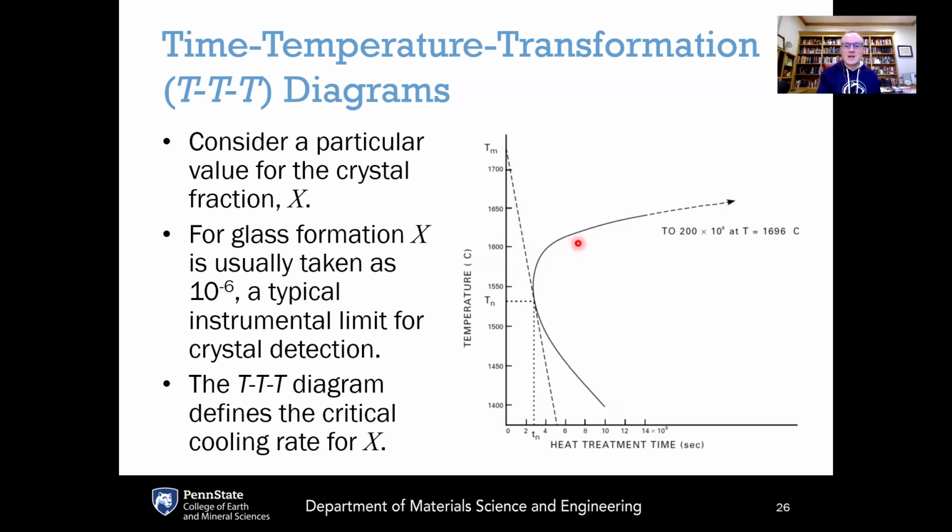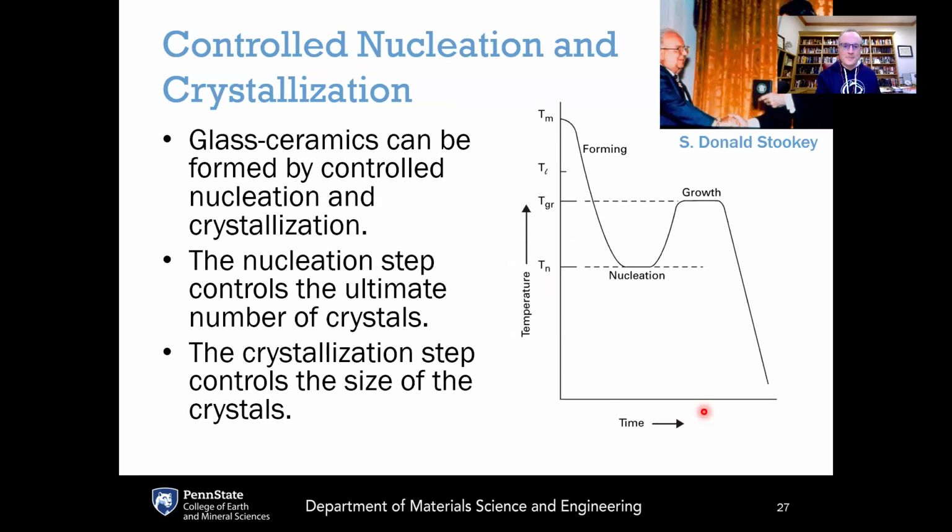If you take this contour and you lower the amount of crystals, that would be moving the contour to the left, which requires a faster cooling rate, so you don't have as much time to crystallize. On the other hand, if you wanted a greater fraction of crystals, you'd be moving this contour to the right, which means that you need to have a lower slope here, or a slower cooling rate, in order to allow for more crystallization to occur.